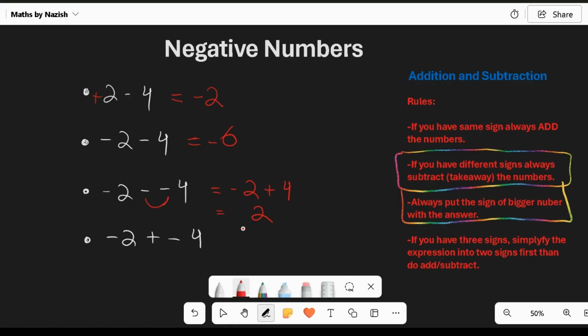And there is one mistake that most of the students make. When they simplify it, they just take the sign from the question, okay, from this part. No, when writing a sign with the answer, you have to look at this, okay? So keep that in mind.